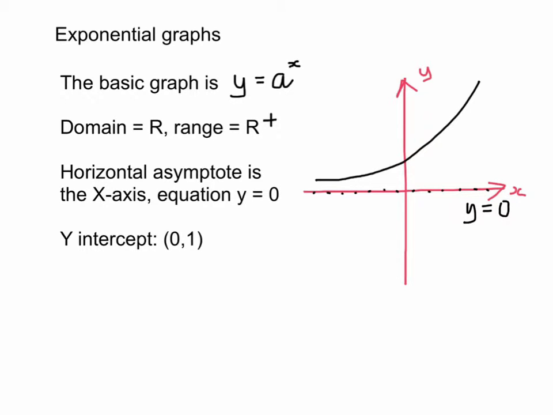So when you sketch, make sure you put in your asymptotes. Your y-intercept is (0, 1), which we put in here, (0, 1). And the reason for that is when you make x equals 0, then y equals a to the power of 0, and as you know, anything to the power of 0 is 1. So therefore you have (0, 1) as the basic y-intercept.